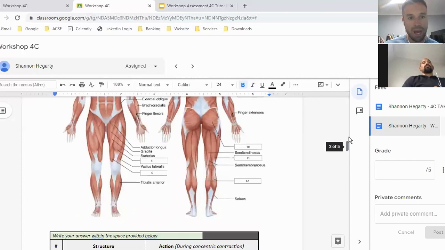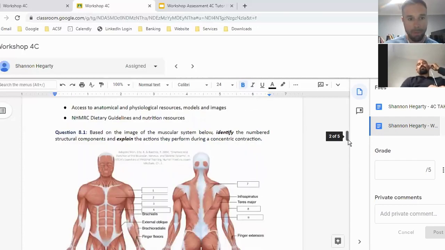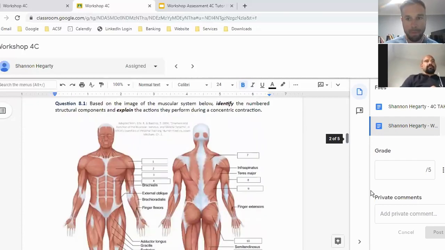Number 4. Rectus abdominis, that's correct. And what's its primary movement? Spine flexion. Yeah, trunk flexion we would call that, such as a crunch or sit up. Cool, good. Let's keep going down.